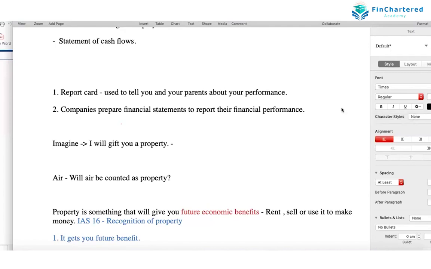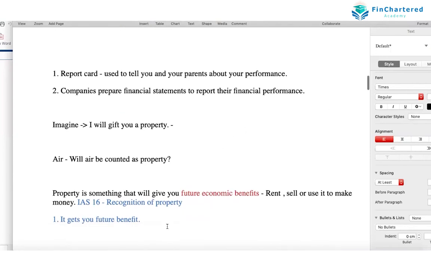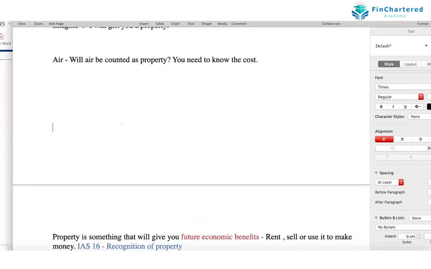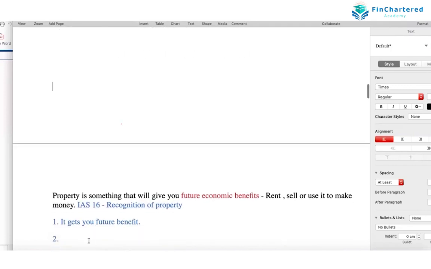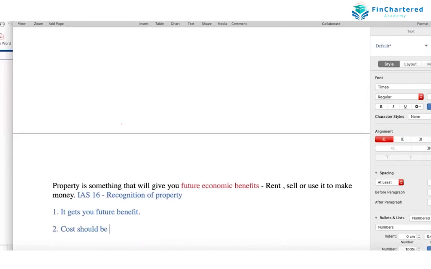No. The reason is you don't know what the cost is. So in order to recognize something as property, yes, it needs to get you future economic benefit. But the second thing is, you need to know the cost. Without that, something that is just like air, you can't say it is PPE. So the second point to recognize PPE is you need to be able to measure the cost of it. The cost should be measured reliably.